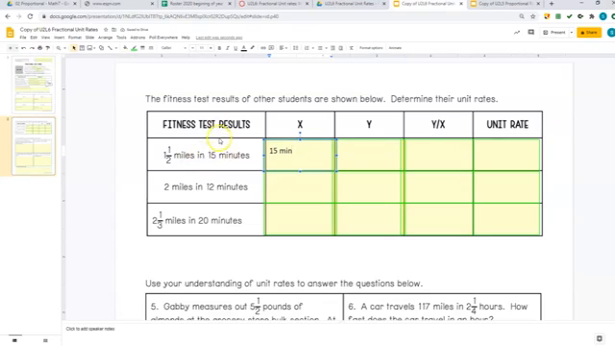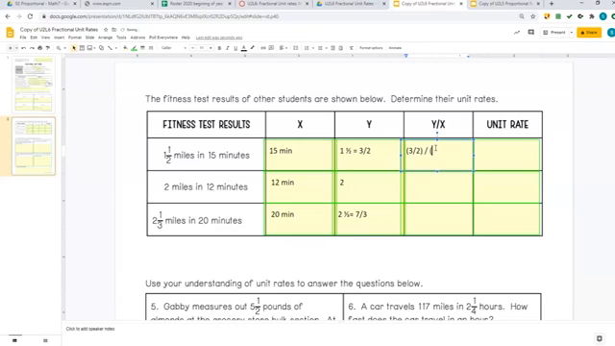And notice the "in", okay, that whatever comes after "in" is generally going to be our x. So this one's going to be 12 minutes. And in 20 minutes. Our y is going to be 1.5, which equals 3 halves, and that's the form we're probably going to do it in. Okay? Here it's going to be 2, and here it's going to be 2 and 1/3, which equals 7/3.